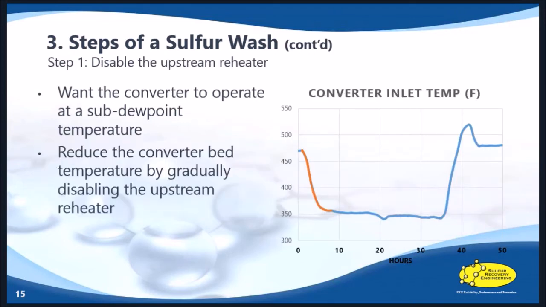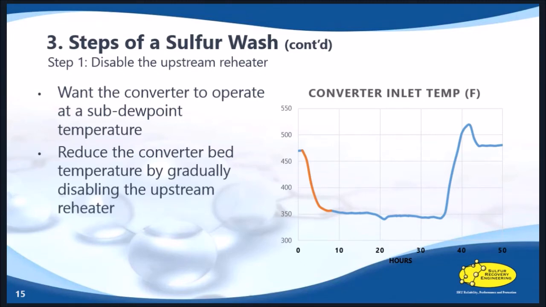Now let's go into a little bit more detail with each of these 3 steps. When you're disabling the upstream reheater, what you want is to be able to operate the downstream converter at a subdew point temperature. That's basically what it is. You want to make sure as well that you're reducing the converter bed temperature gradually.